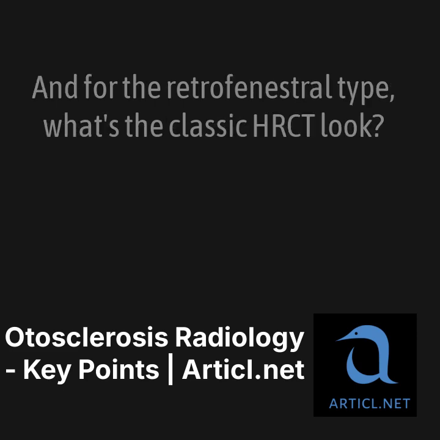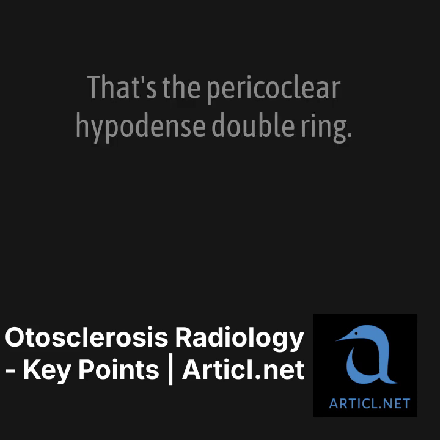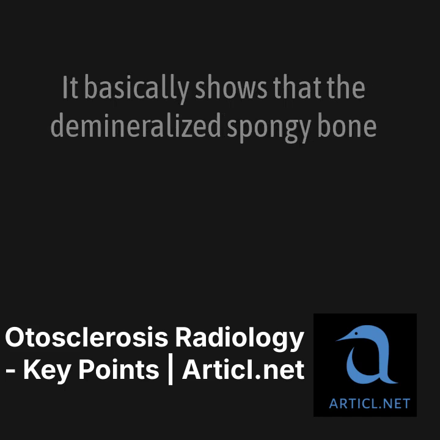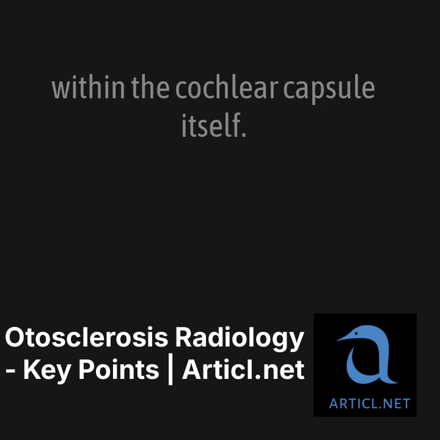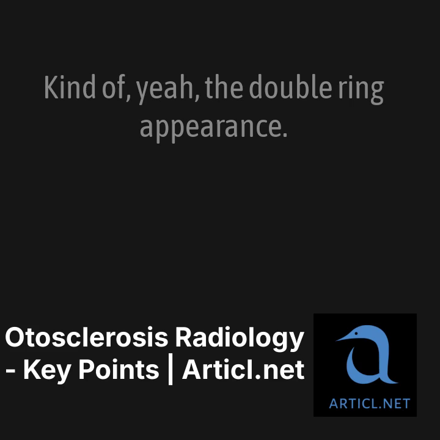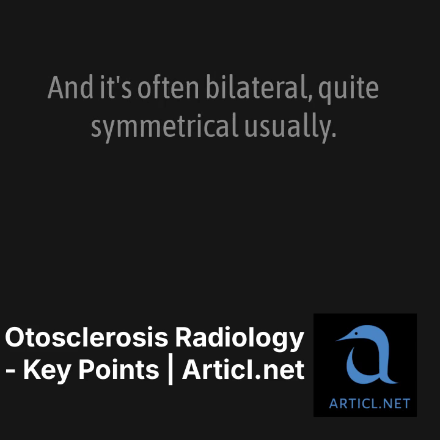And for the retrofenestral type, what's the classic HRCT look? That's the pericochlear hypodense double ring. It used to be called the fourth ring of Valvassori. It basically shows the demineralized spongy bone within the cochlear capsule itself. A ring around the cochlea. Kind of, yeah. The double ring appearance. And it's often bilateral, quite symmetrical usually.